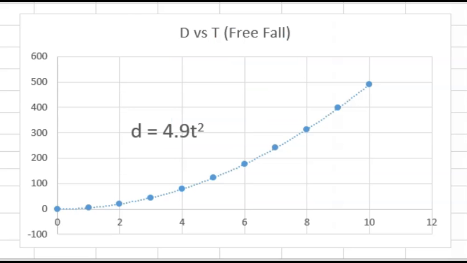And here is the graph of distance versus time, and it gives you a perfect parabola. Its formula is d equals 4.9 t squared. Remember that the coefficient in front of the t squared is half of the acceleration. 4.9 is half of 9.8, and that's a perfect parabola.